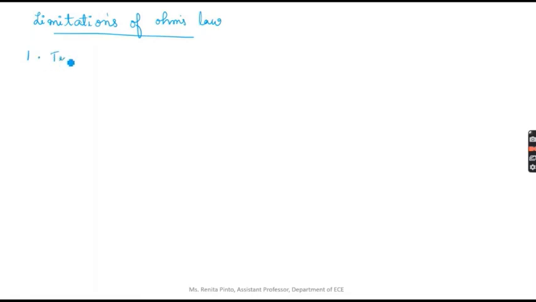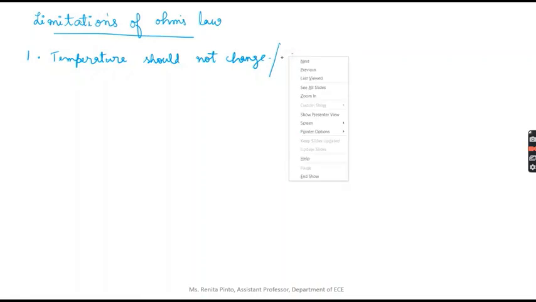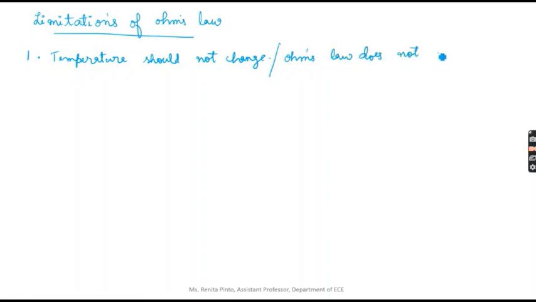The first thing is that temperature should remain unchanged. Temperature should not change, or you can also say Ohm's law does not hold good if the temperature rise is rapid.